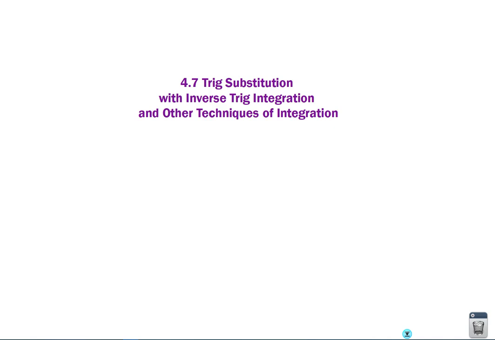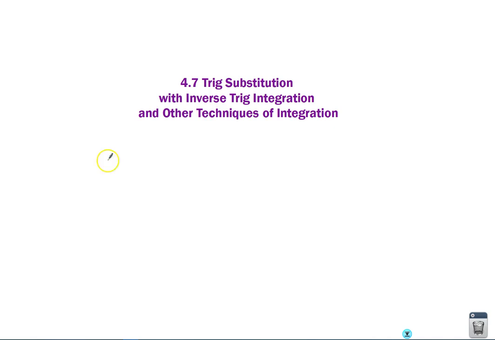So today we're going to talk trig substitution with inverse trig integration and other techniques of integration. Yeah, this is kind of a mouthful, but I promise you it'll be okay. So before we get into trig substitution, I want you to remember these three Pythagorean identities, because that's what we're mostly going to work with today.